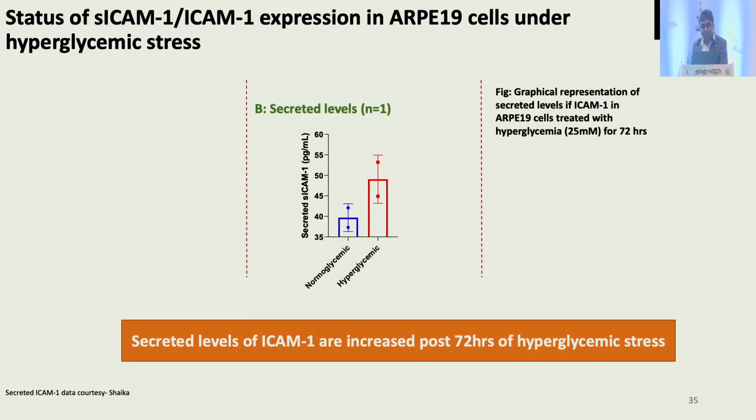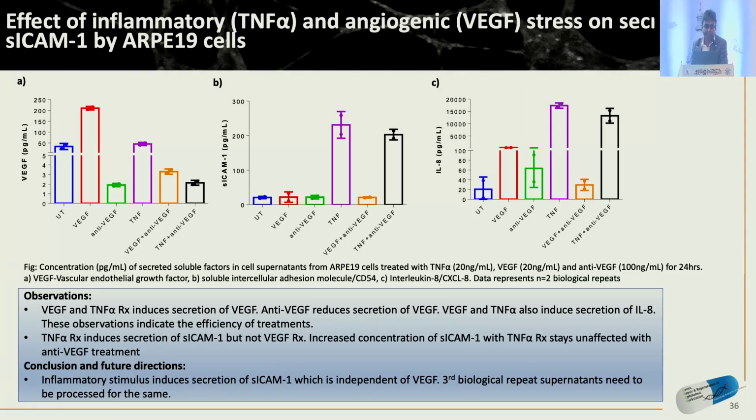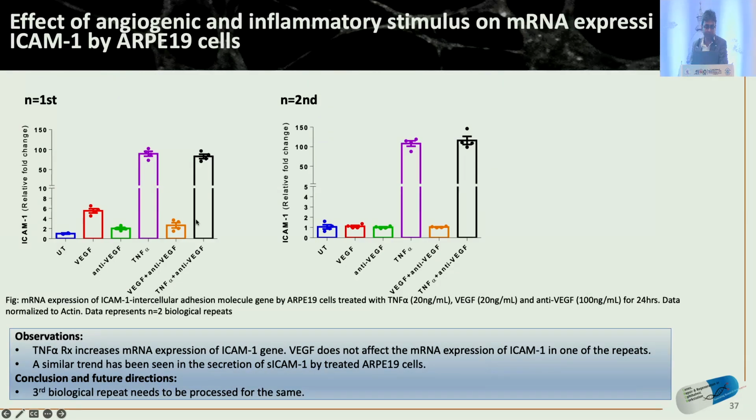And then again, at 72 hours post, especially if you subject these cells to hyperglycemic stress, the increase in ICAM is several fold, and you can see the changes in ICAM as well. So this is again reiterating the importance of ICAM when you subject the cells to different combinations of TNF, anti-VEGF, and TNF with anti-VEGF. This is how the molecules and the solutes behave.